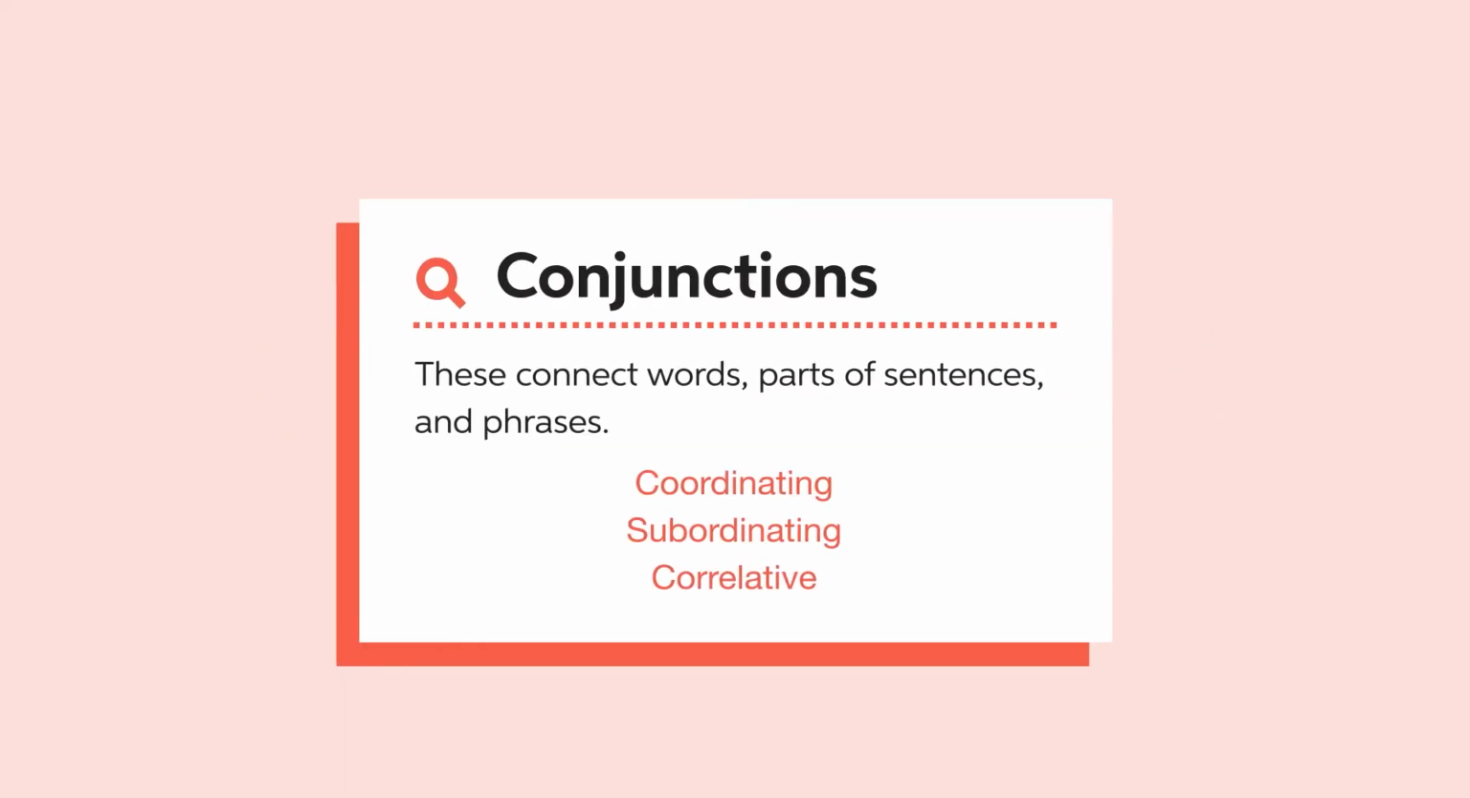A conjunction is the part of speech that connects words, parts of sentences, and phrases. This part of speech can be further divided into three main subtypes: coordinating, subordinating, and correlative.